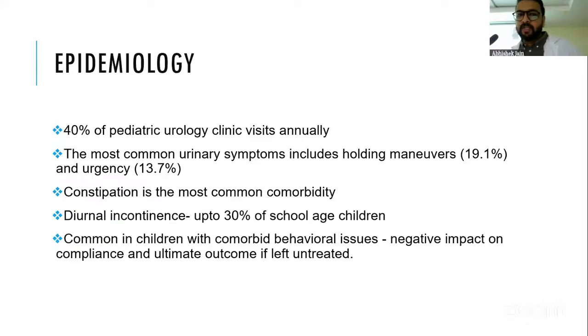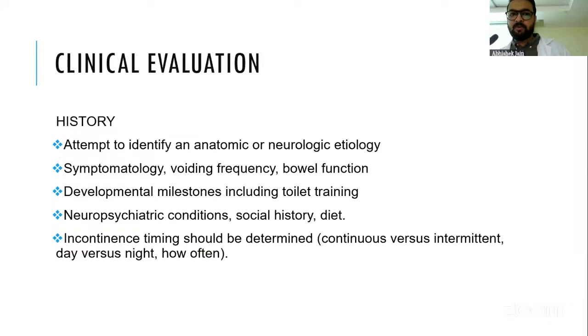Epidemiology: up to 40% of pediatric urology clinical visits annually are due to lower urinary tract dysfunction. The most common urinary symptoms include holding maneuvers and urgency, and constipation is the most common comorbidity. Diurnal incontinence is present in up to 30% of children, and it is common in children with comorbid behavioral issues, who may have a negative impact on the outcome also.